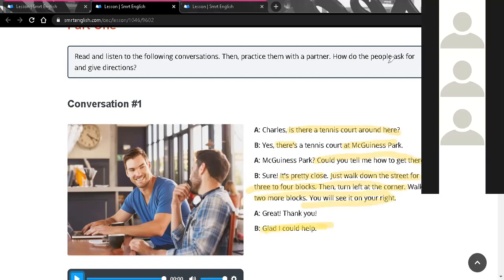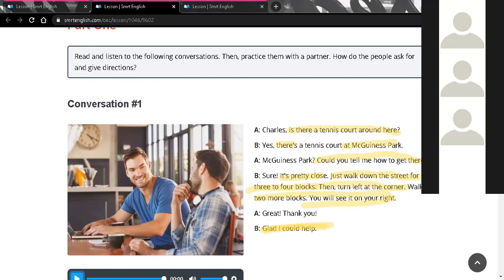Okay, so when we need to get to a place, the best way to literally ask for it is asking, could you tell me how to get there? Or can you help me how to get there? Or you can actually ask without the "could" or with the "can": how do I get to the tennis court? How do I get to McGuinness Park? And then the person is going to help you.